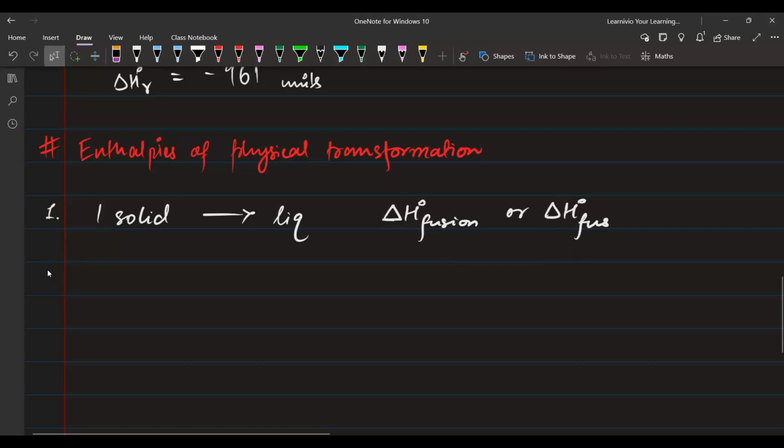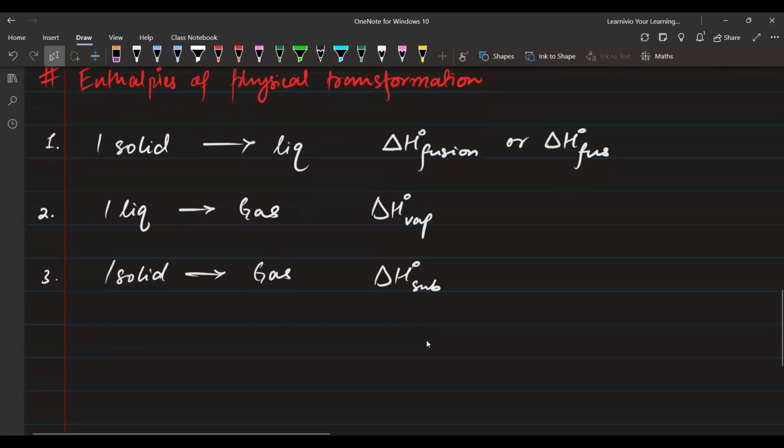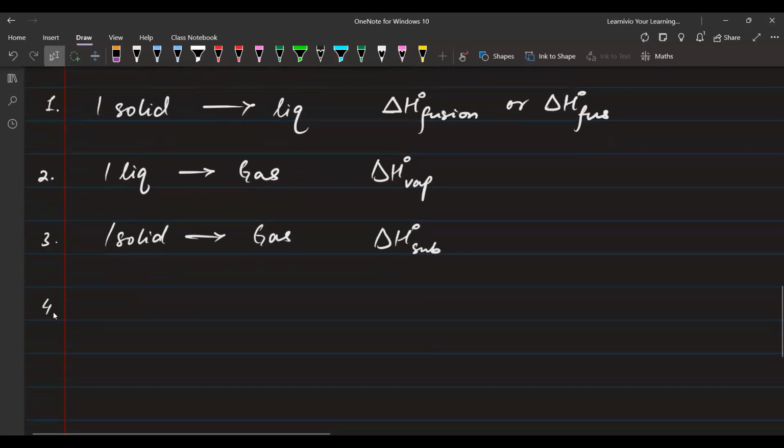If liquid is getting converted to gas, then this is vaporization. So this is known as standard enthalpy of vaporization. Third one, if you are going from 1 mole of solid to the respective gas, then this is enthalpy of sublimation. Fourth, write enthalpy of hydration.